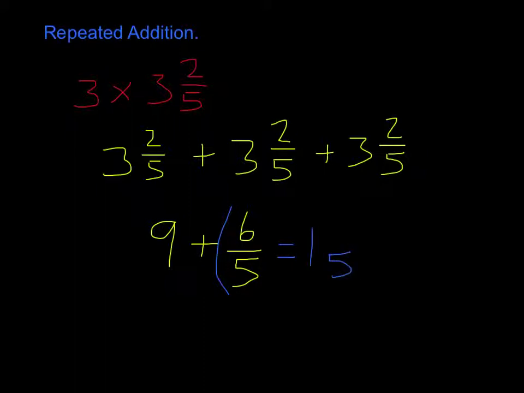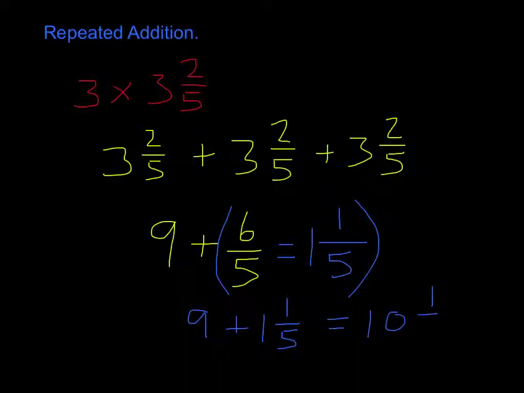So we have our 5 here. Our denominator stays the same. 5 times 1 is 5, plus 1 would give us 6. So up here as our numerator, we're going to put a 1. Okay, so that is equal to that, which means our answer then would be 9 plus 1 and 1/5, which is going to equal 9 plus 1 is going to be 10 plus our 1/5. So our answer would be 10 and 1/5.